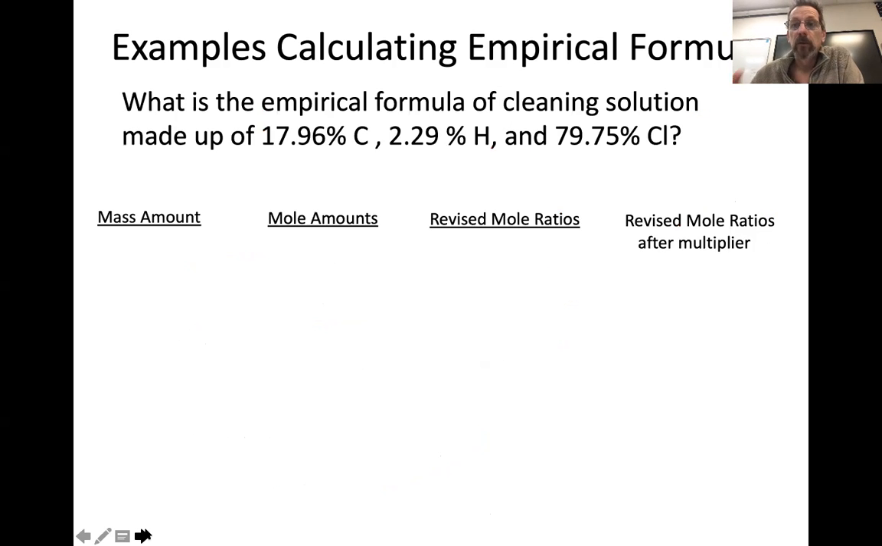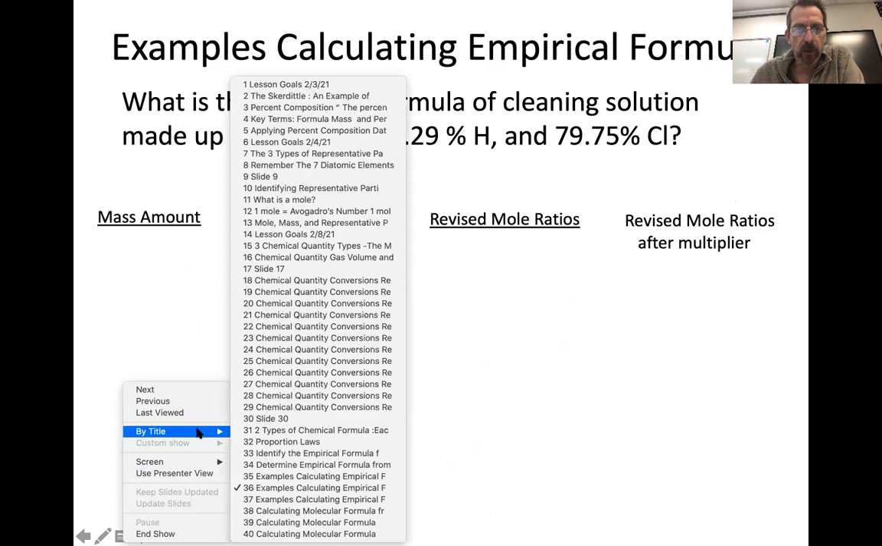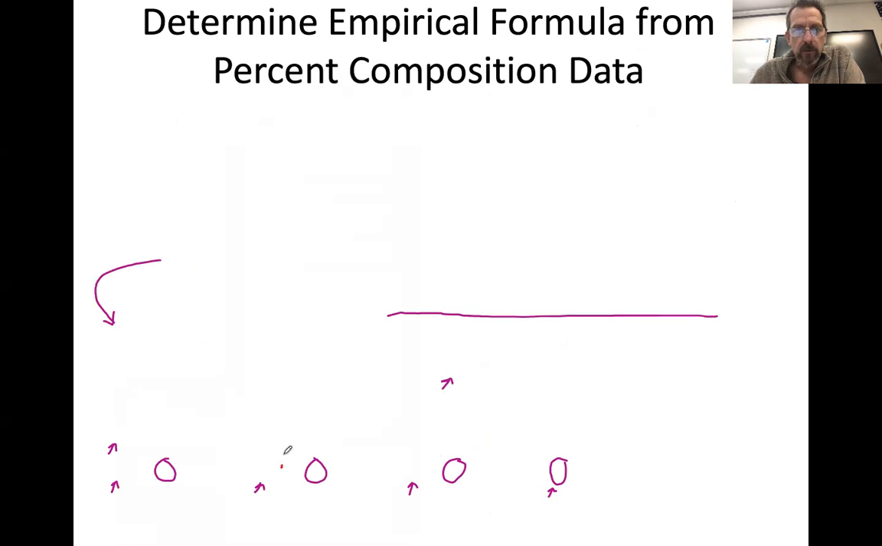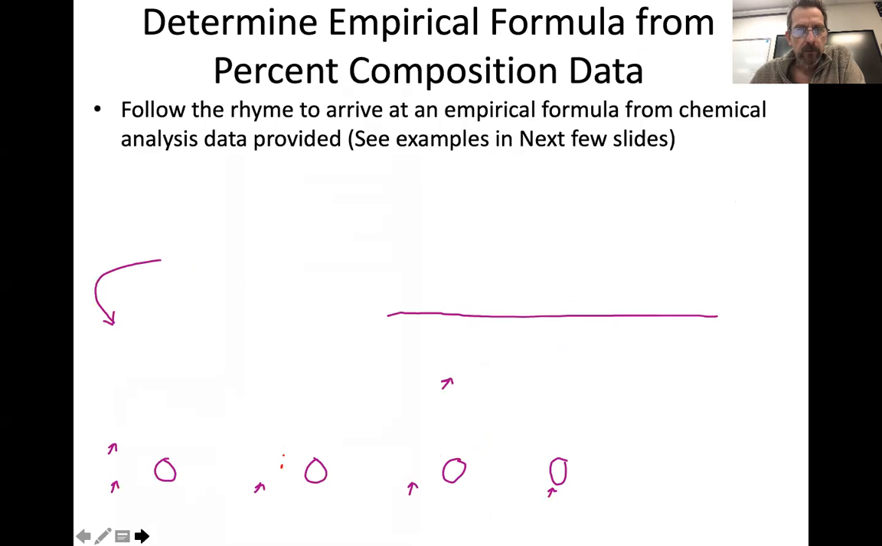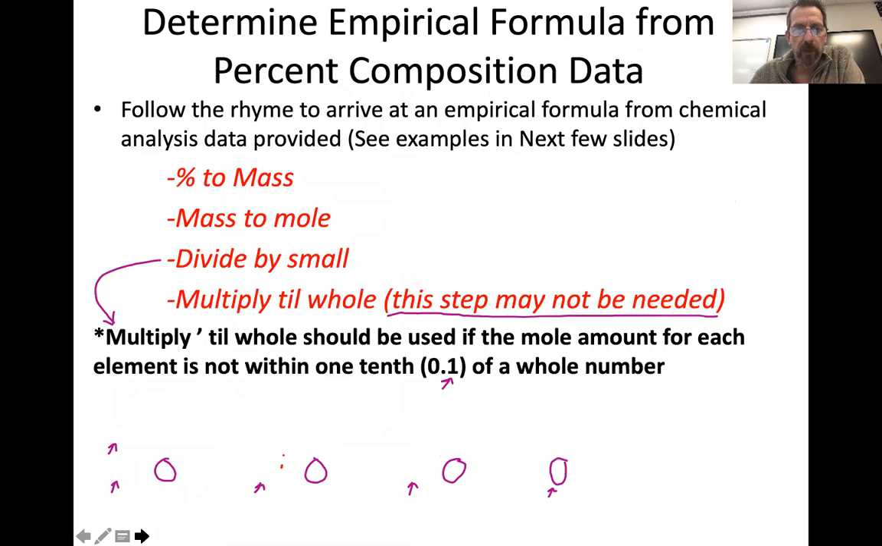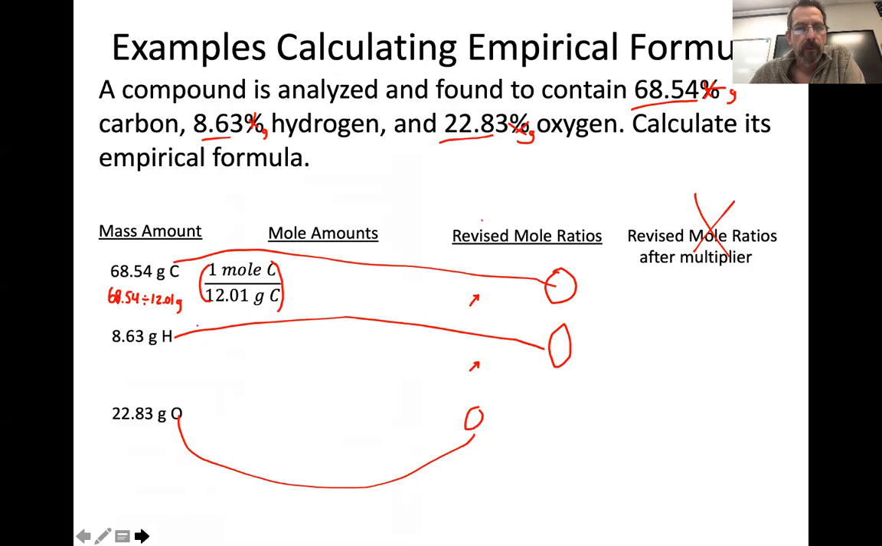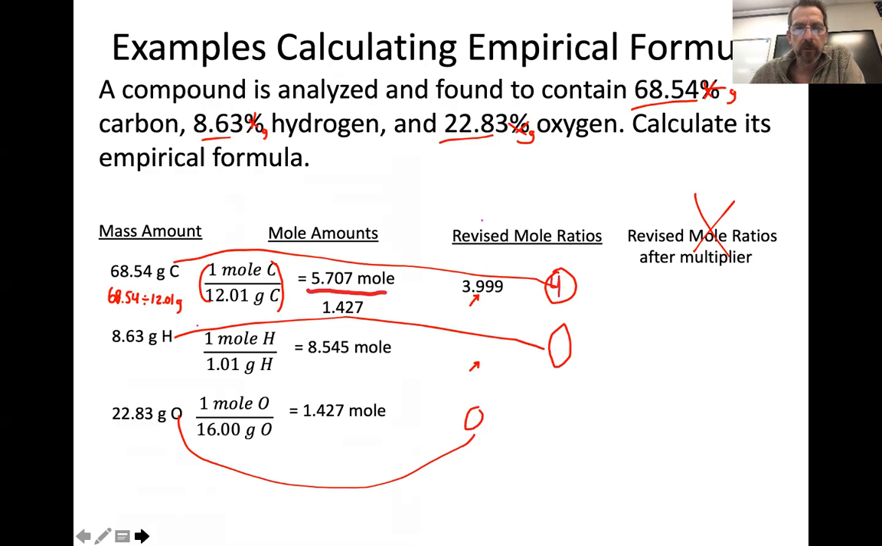Second example: percent to mass, mass to mole, divide by small, multiply till whole. So again, I'm not making it up. Let's show you where that is. You have access to these notes, right? So the rhyme: percent to mass, mass to mole, divide by small, multiply till whole. There it is. Okay, the first example we demonstrated, that was it.